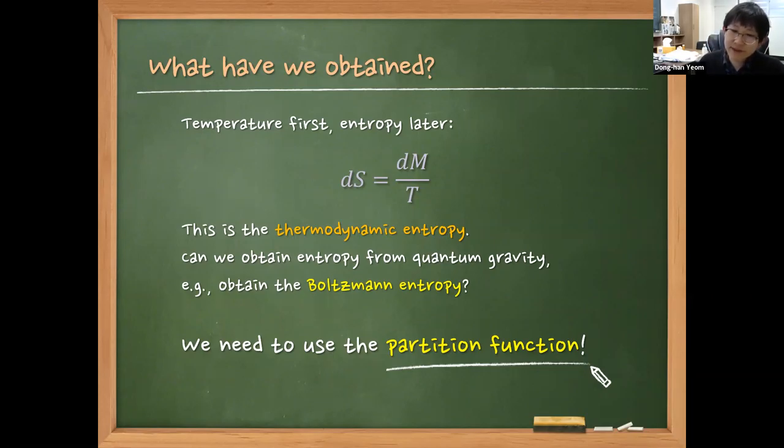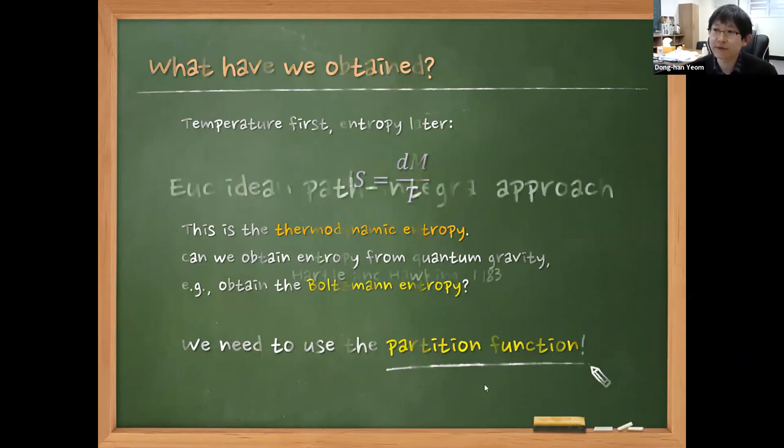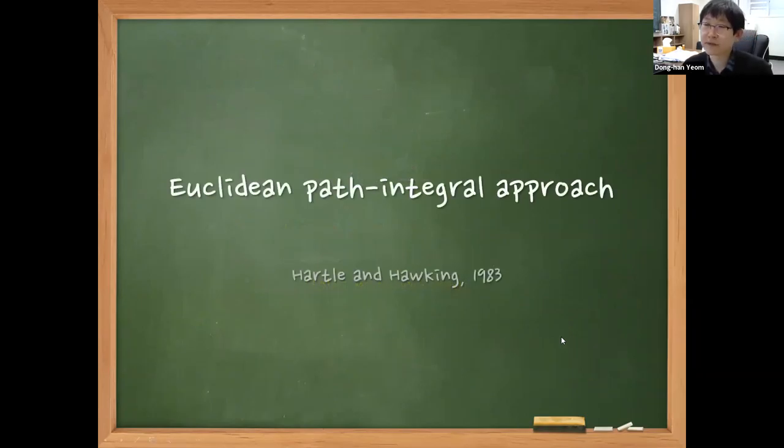Yes, so the question is, can we explain the origin of the entropy from any quantum gravitational principles? Then perhaps a nice starting point is to find the partition function from quantum gravitational principles. With this motivation, I first need to explain the Euclidean path integral approach, and later I will explain how we can provide the thermodynamic interpretation.